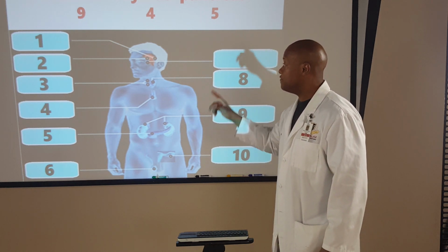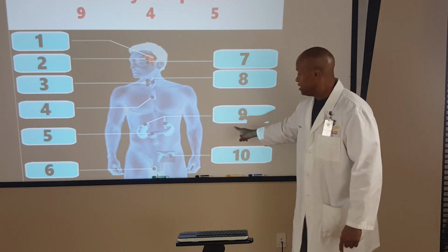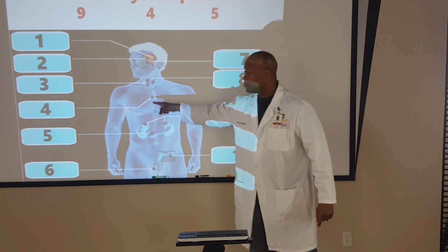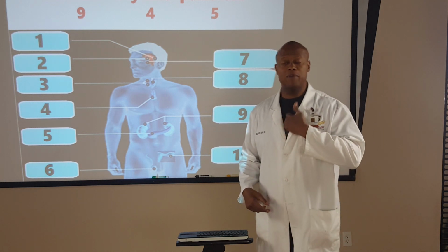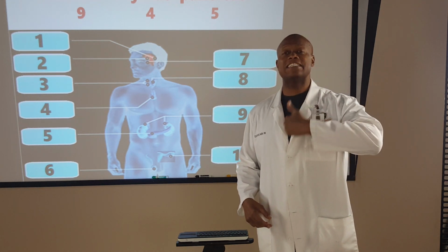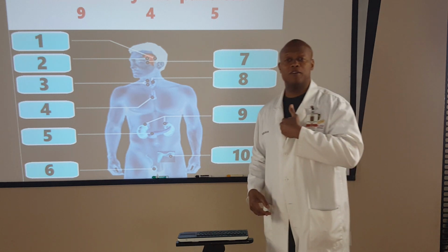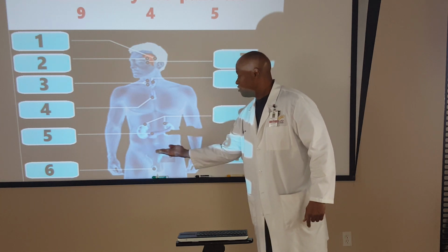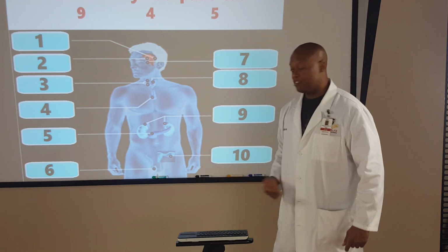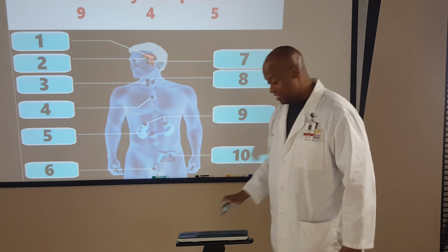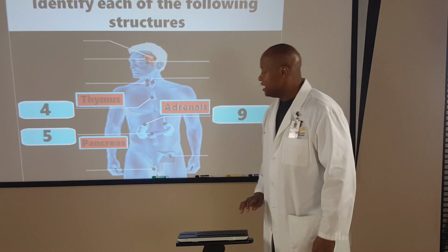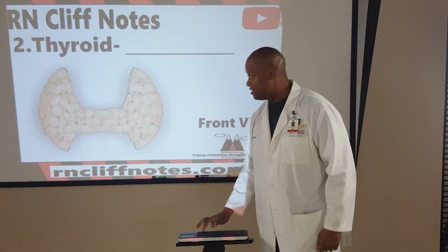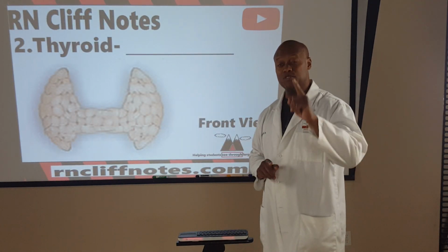9, 4, and 5. So 9, the adrenals, right? 4, the thymus, which we said in the previous video is, what do we call this area again? Mediastinum, right? Right here behind your sternum, okay? And then 5, your pancreas, going to transverse across your abdomen there. Okay, good. Now, just to highlight those for you.